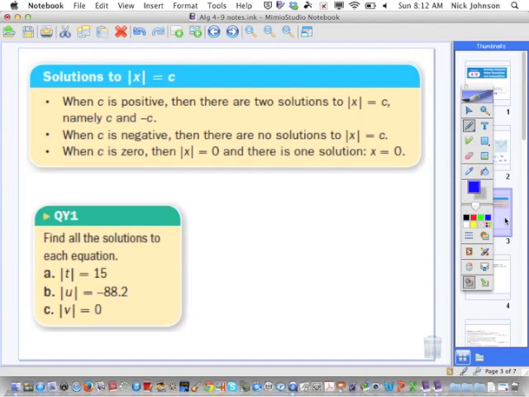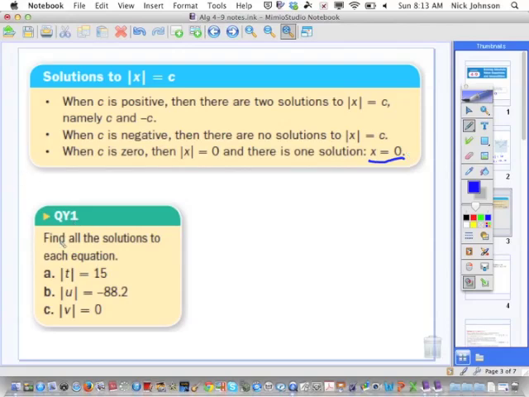Solutions to the absolute value of x equaling c. That's just what we went over right here. Now, as it says right down here, when c is negative, there are no solutions. I just told you that. Okay? There are no solutions. When c is 0, there is only one solution. Obviously, that is when x equals 0.